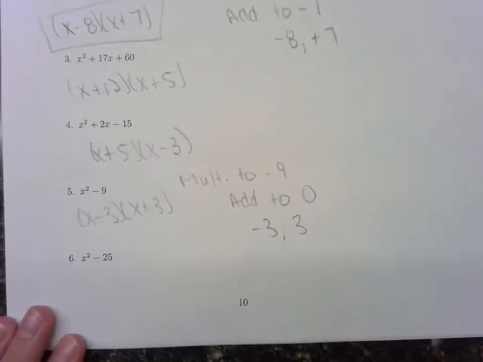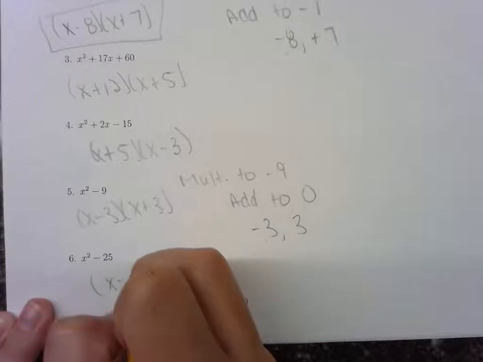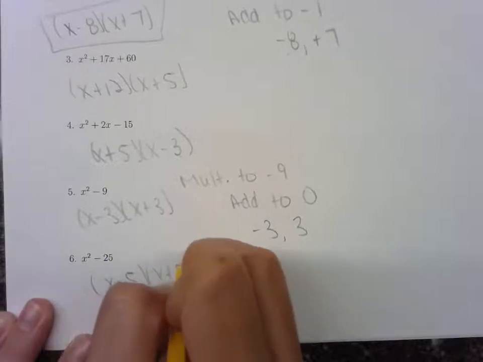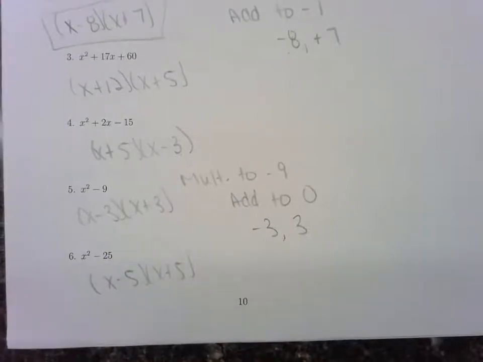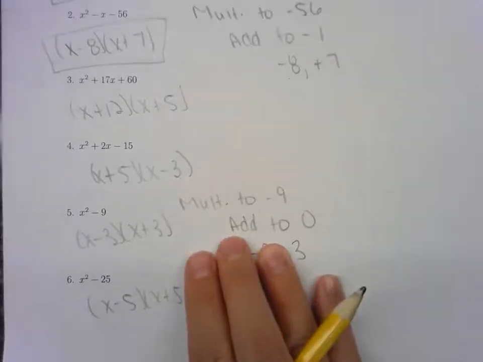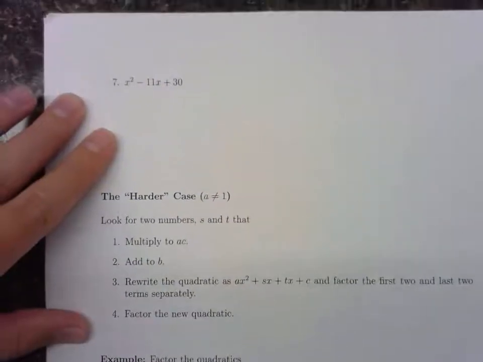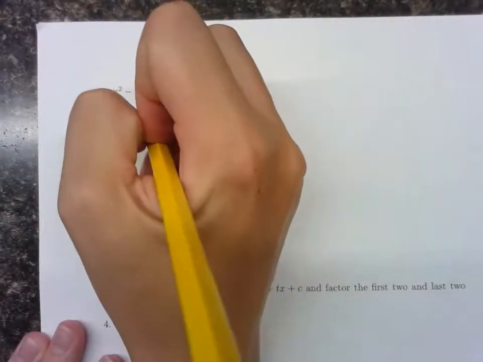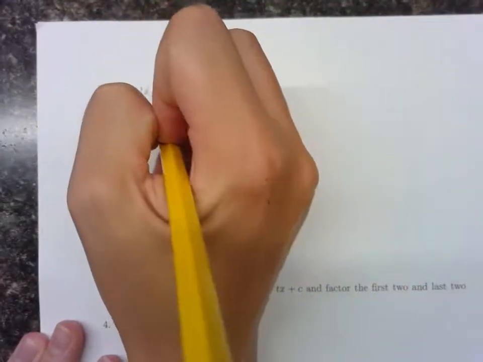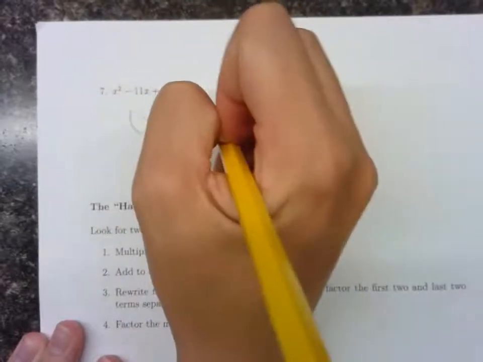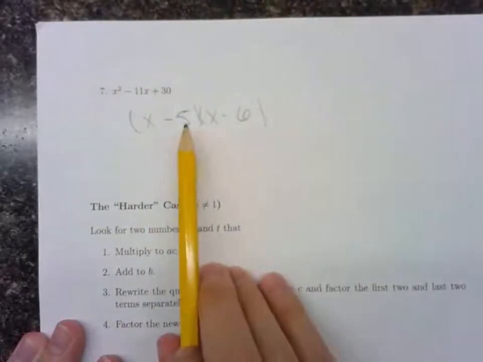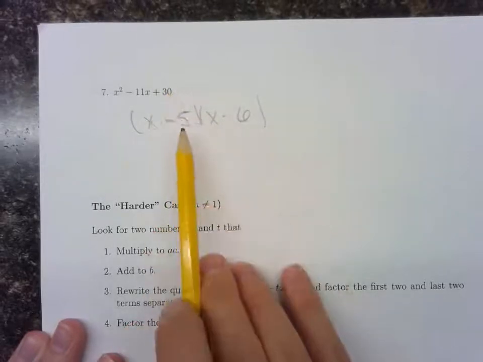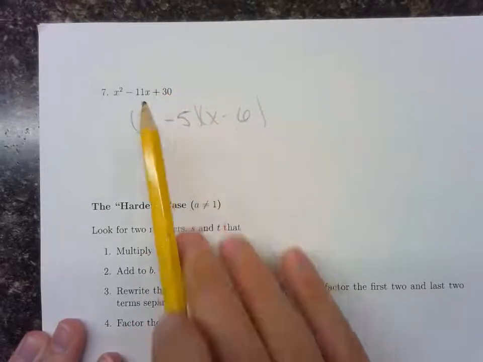Okay, number 6 is very similar. This would be x minus 5 times x plus 5. So minus 5 times 5 is negative 25, and minus 5 plus 5 is 0. And then one more on the top of page 11. X squared minus 11x plus 30. That is x minus 5, x minus 6. We'll check that. Minus 5 times minus 6 is positive 30. Minus 5 plus minus 6 is minus 11.